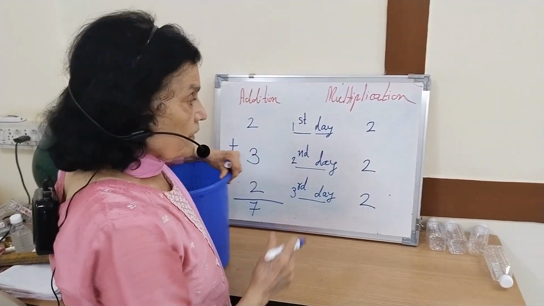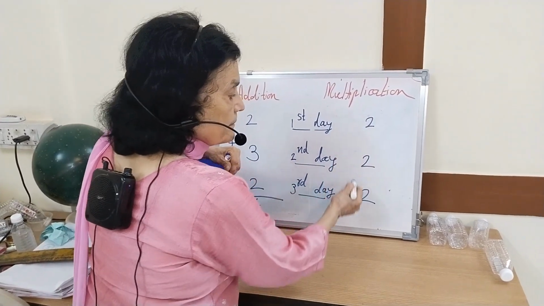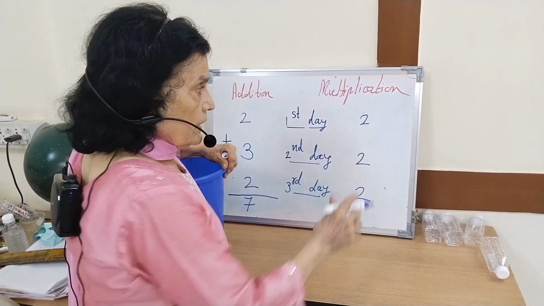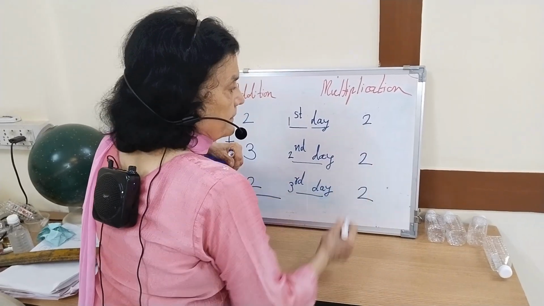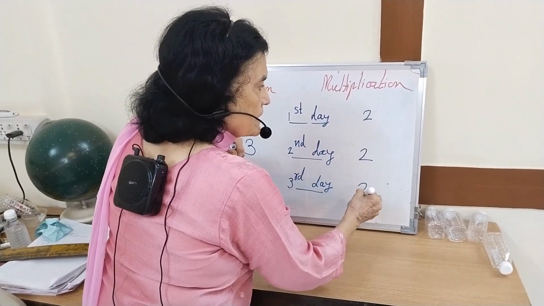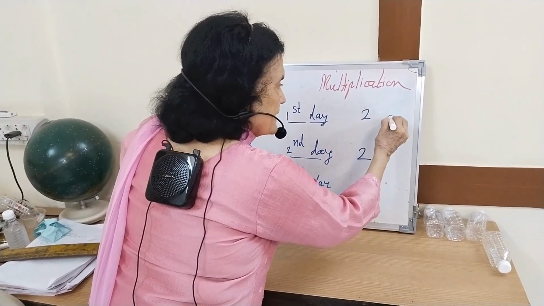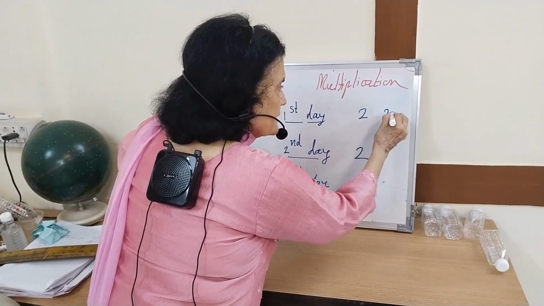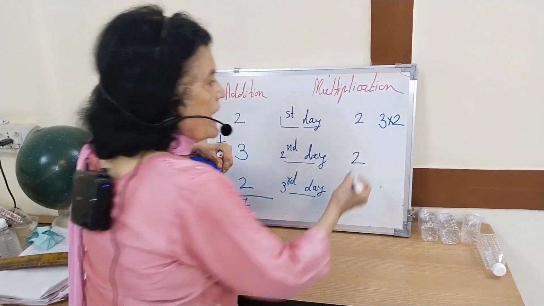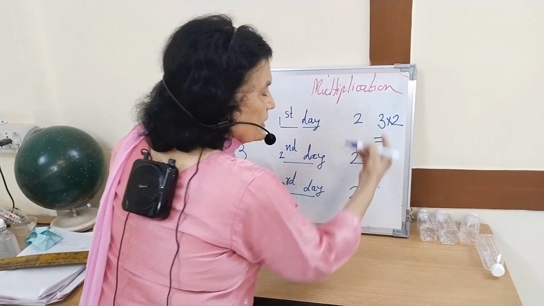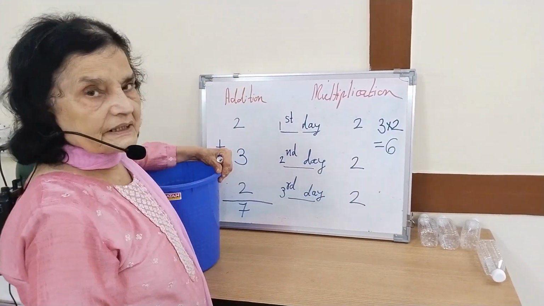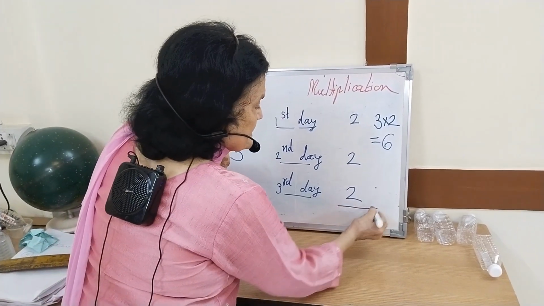That means one figure I am keeping constant. No change in that figure, though number of days are 3. So here, instead of doing plus, we can straight away say that for 3 days, I took one constant number, that is 2, and hence this particular example will go under multiplication. And the final answer here is 6.